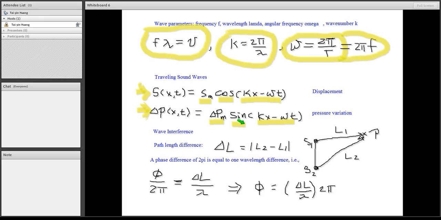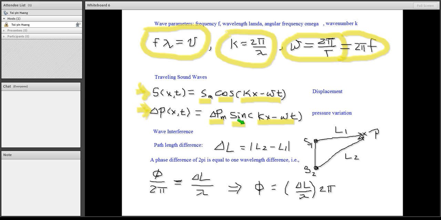What it means is that when displacement is smallest, then pressure will be the largest. When the pressure variation becomes the smallest, then there's the largest displacement. Okay, so that's that. Now, these two equations describe traveling sound waves.